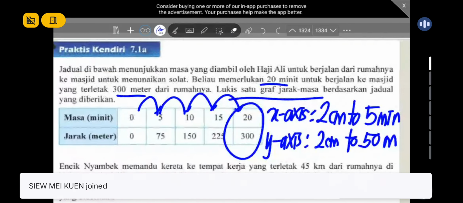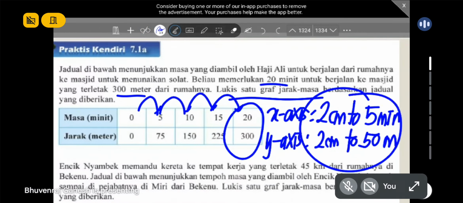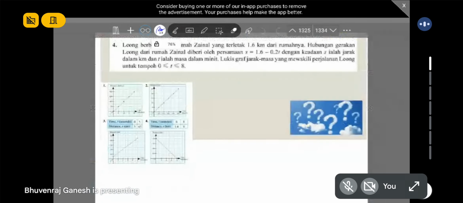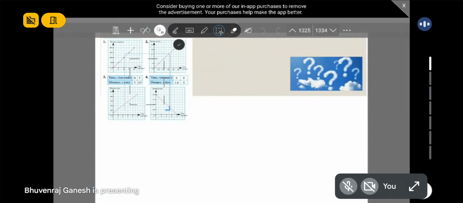So the scale you guys can determine by yourself. Okay, doesn't mean the question always will tell you guys. Tak semestinya soalan kena bagi skala kat kamu. Kadang-kadang kamu kena fikir. Okay? Alright, so now you guys can plot your graph.